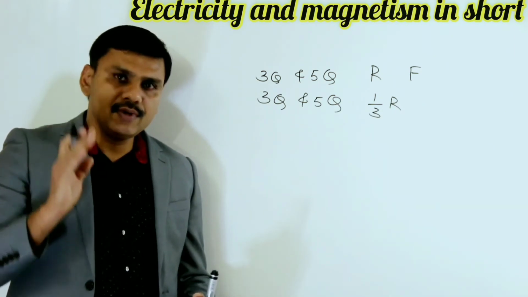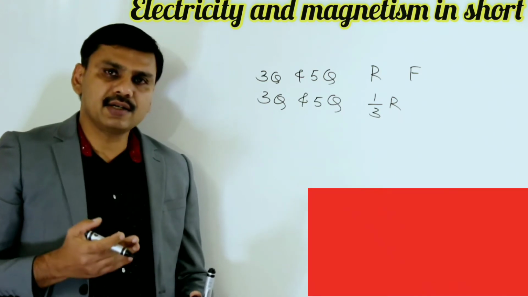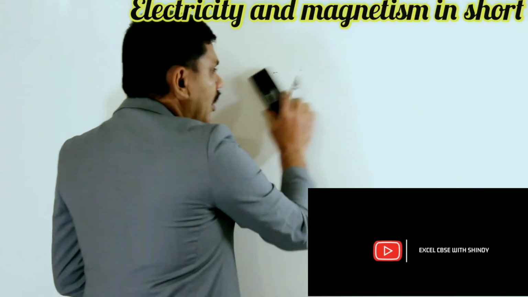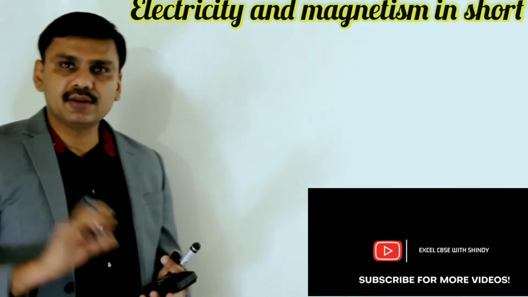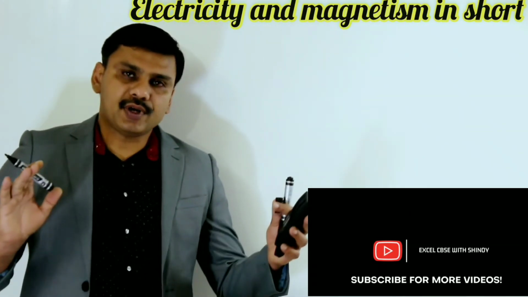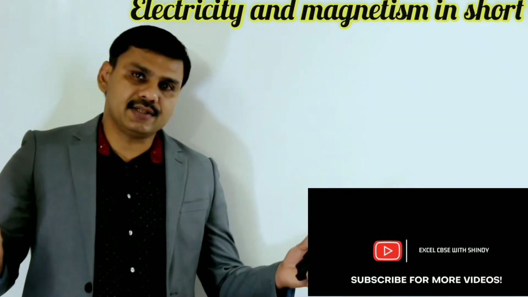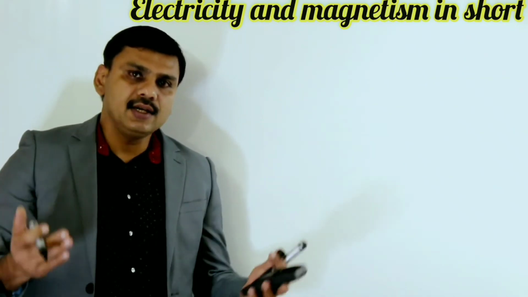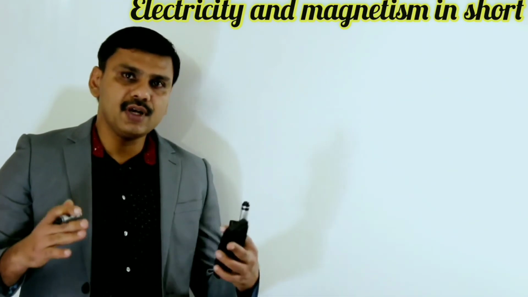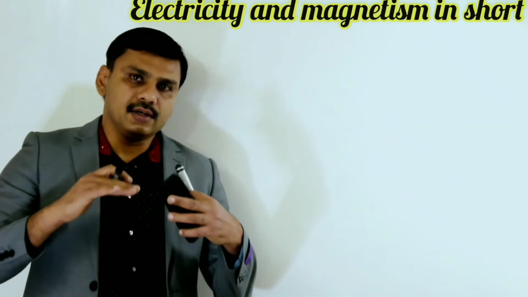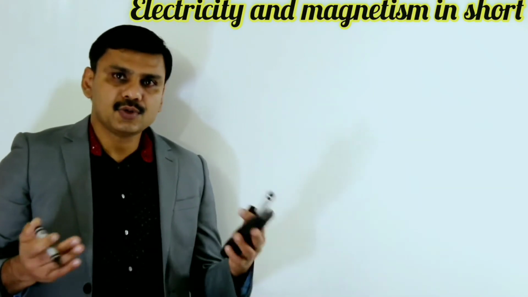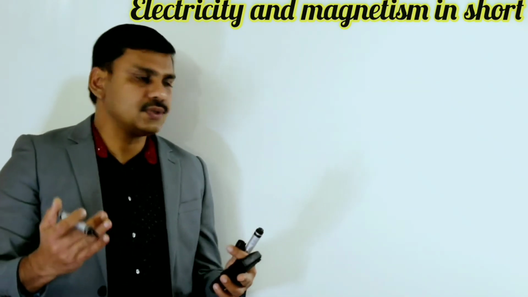In my previous videos it is explained clearly. Here the distance is becoming 1/3 r, so the force will increase. What is the reason? The distance is reduced, so the force will never decrease. It will increase only. So how will it affect the new force?